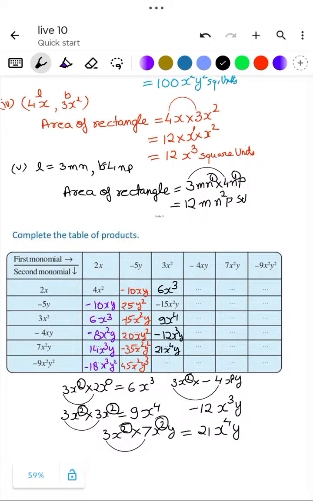Now last is 3x square into negative 9x square y square. So negative 9 into 3 is negative 27. X to the power 2 plus 2 is 4 and y square. So this is negative 27 x to the power 4 y square.